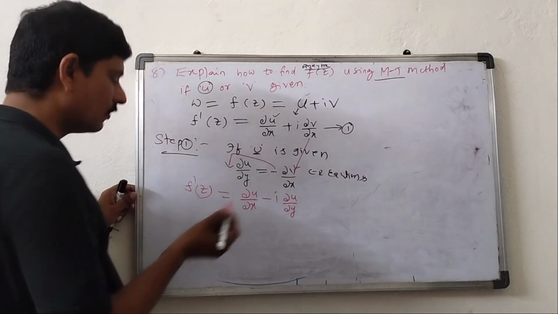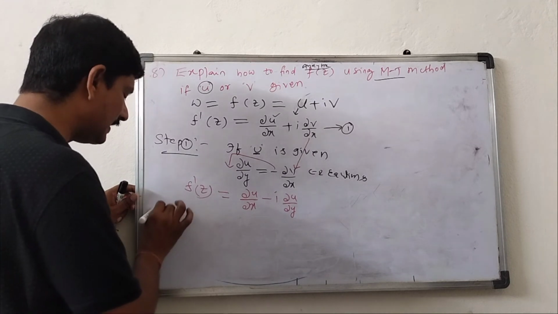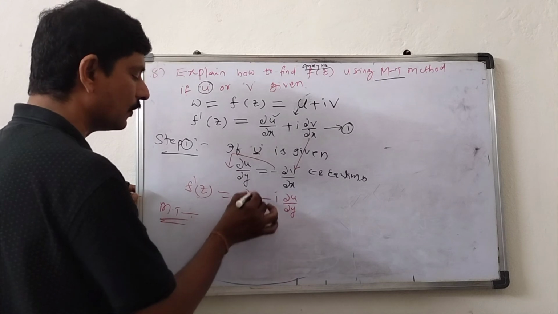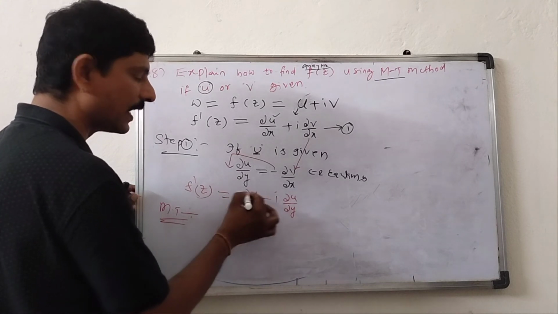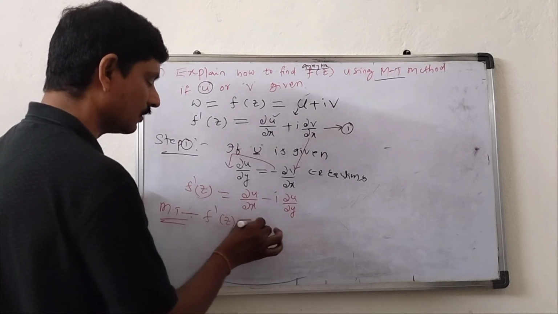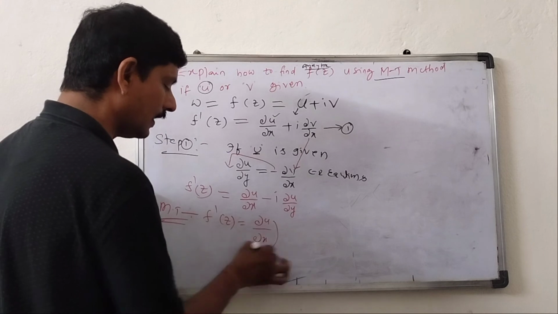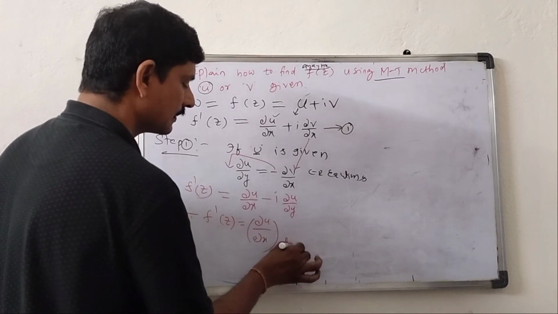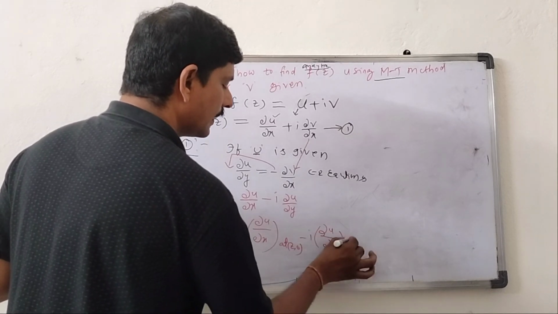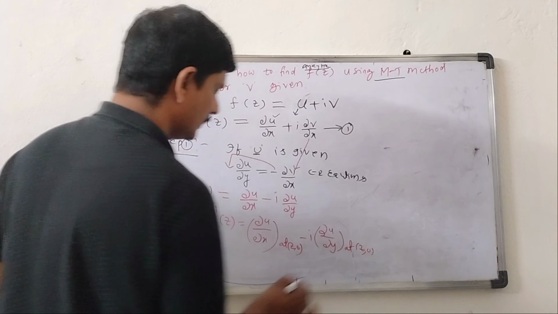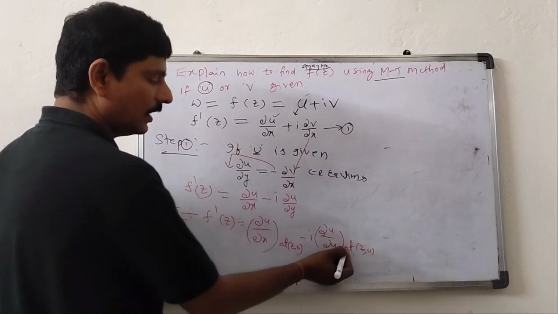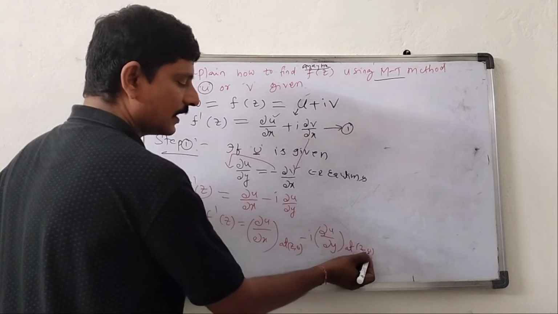Clear? Now what did Milne-Thompson state? After finding dou u by dou x, you have to substitute z in the place of x and 0 in the place of y. So f dash z is equal to dou u by dou x at (z, 0) minus i into dou u by dou y at (z, 0). That means in dou u by dou x, in the place of x put z and in the place of y put 0. Same for dou u by dou y.